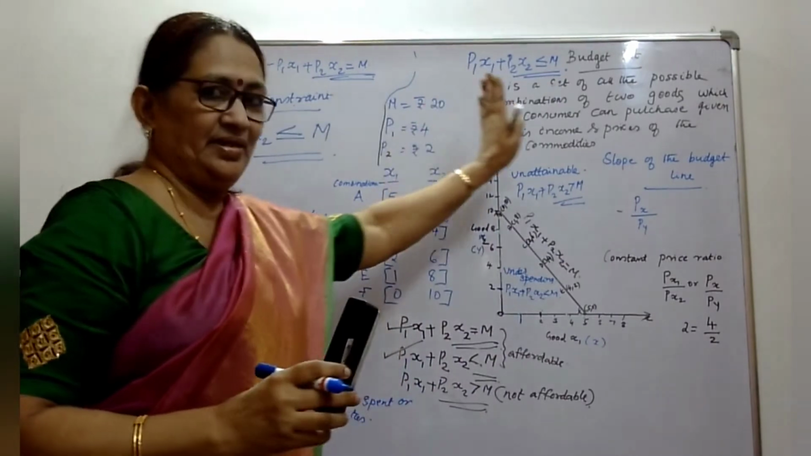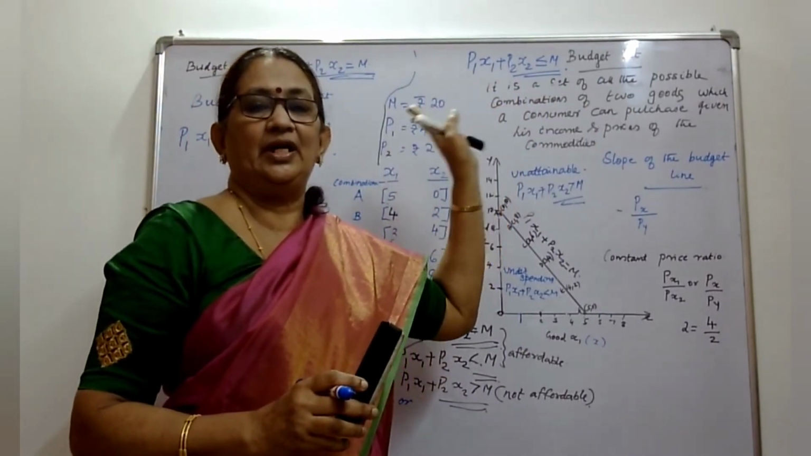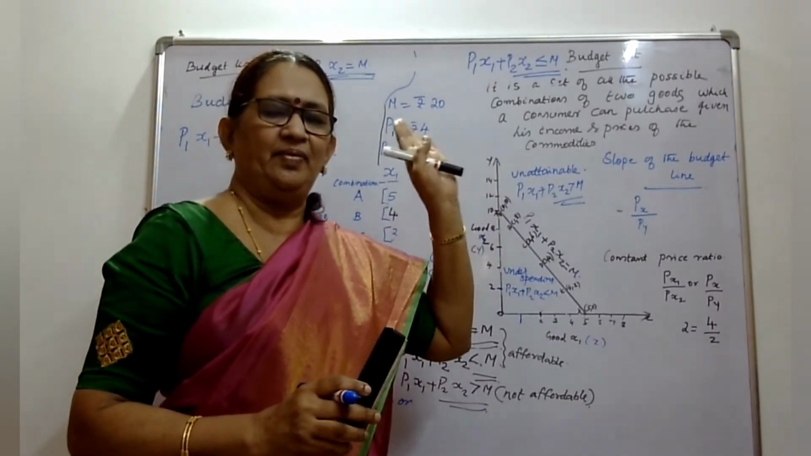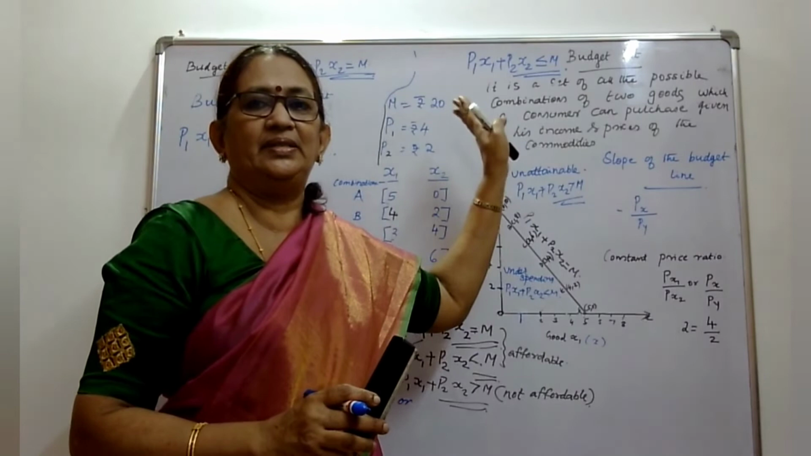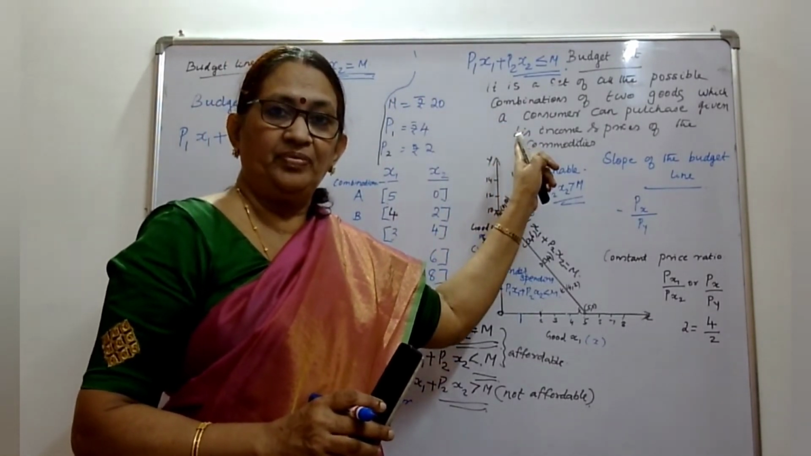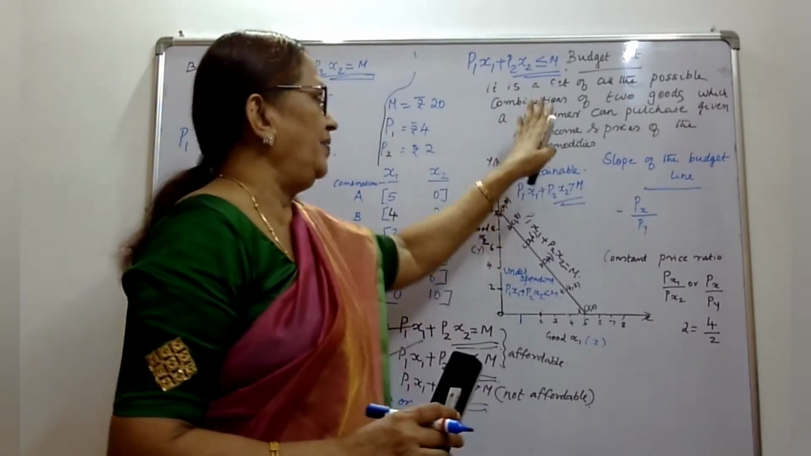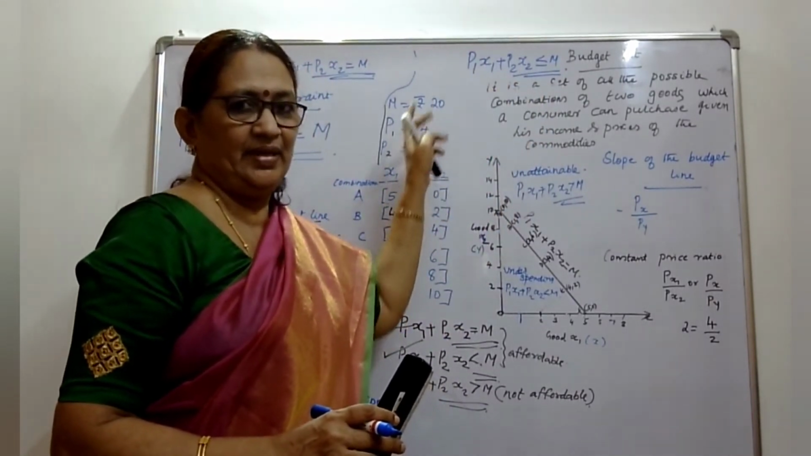Budget set means all the sets which the consumer can purchase. Whatever combinations are there, everything comes in the budget set which are equal to income, less than income. Everything comes in budget set. We will see next with an example.